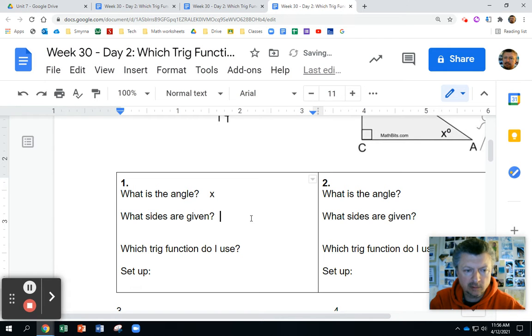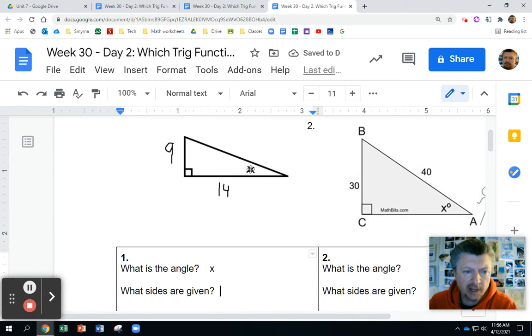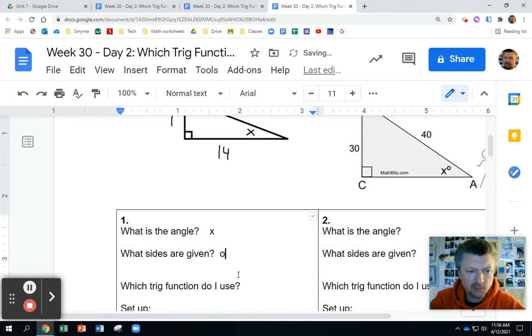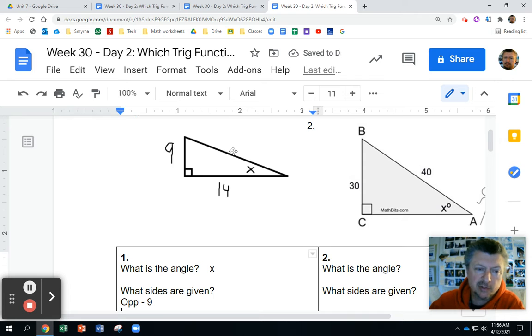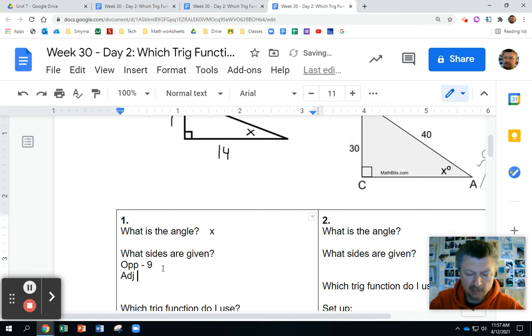Now, I'm going to write down, here's the angle. That's the opposite side. So you're given the opposite side, which is 9. I'll just put OPP is 9. We're not given the hypotenuse because you know the hypotenuse is directly across from the right angle. We have the adjacent side. That's the other side, the one next to x. If you don't know what I'm talking about, check out the notes from day 1, or the video. I'll put ADJ for adjacent. The adjacent side is 14. So that's what we're given.